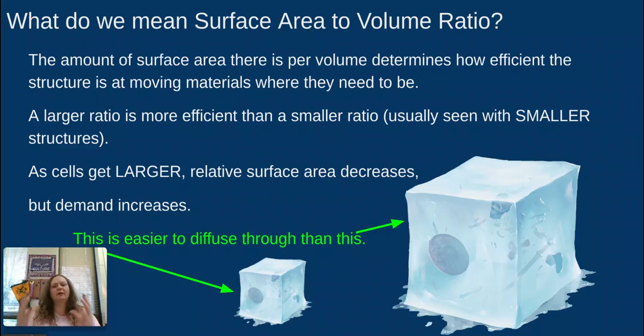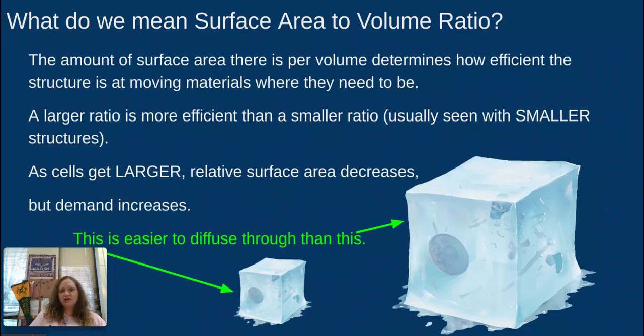So the amount of surface area there is on the outside of a structure per the amount of volume there is inside really determines how efficient the structure is at moving materials where they need to be. So when we talk about moving things like oxygen in or waste out or nutrients in or monomers out or whatever it is, the larger the cell is, the more demand there is for items, but the less surface area there is to provide access to those items. So larger cells are less efficient. This is why it's important that structures remain small.